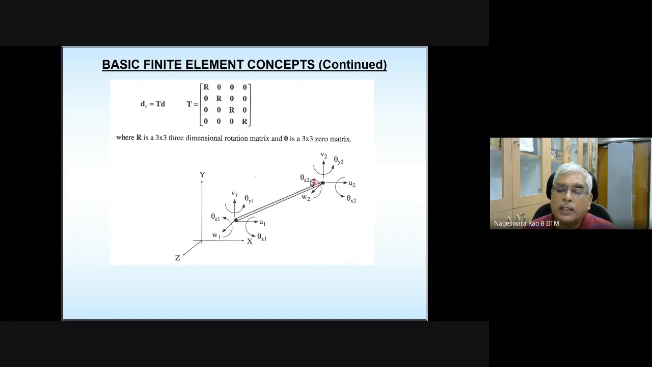And this figure is showing the degrees of freedom for this space frame element in the global coordinate system. In the global coordinate system, what are the degrees of freedom? In the local coordinate system, we used D1 to D12, and here we are using this kind of notation because we are looking in the global coordinate system. Please take a note of this.